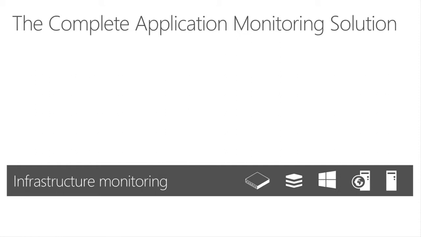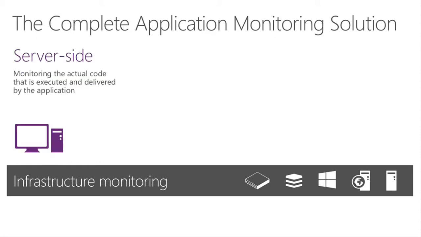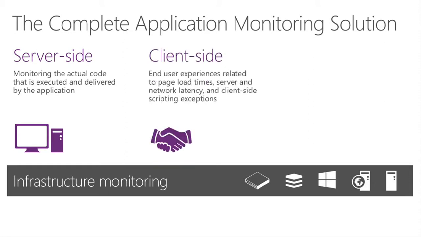But application monitoring builds on this infrastructure monitoring in three ways. First, we have server side. This is monitoring at the back end of what has been executed by the application and delivered to the end user. Next, we have client side. Client side is understanding and capturing the end user experience with the application, including how long it takes to load and execute, network latency, and any client side scripting exceptions.